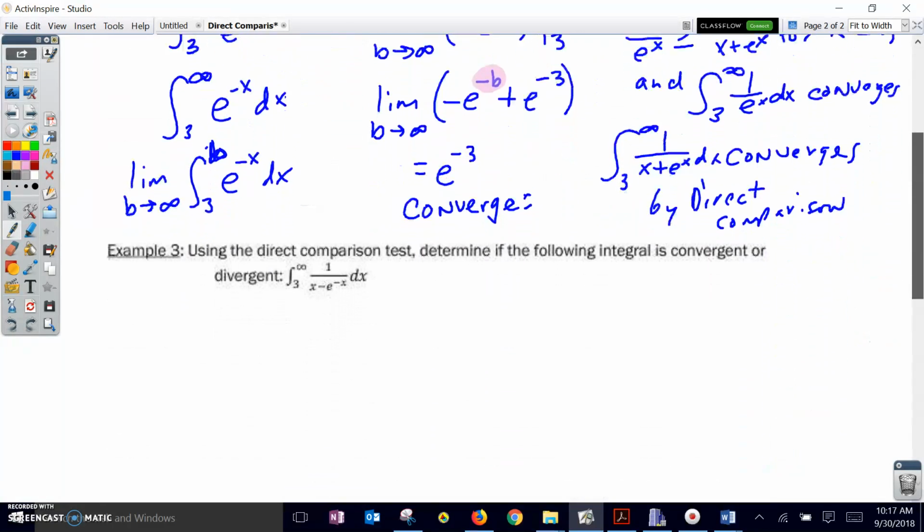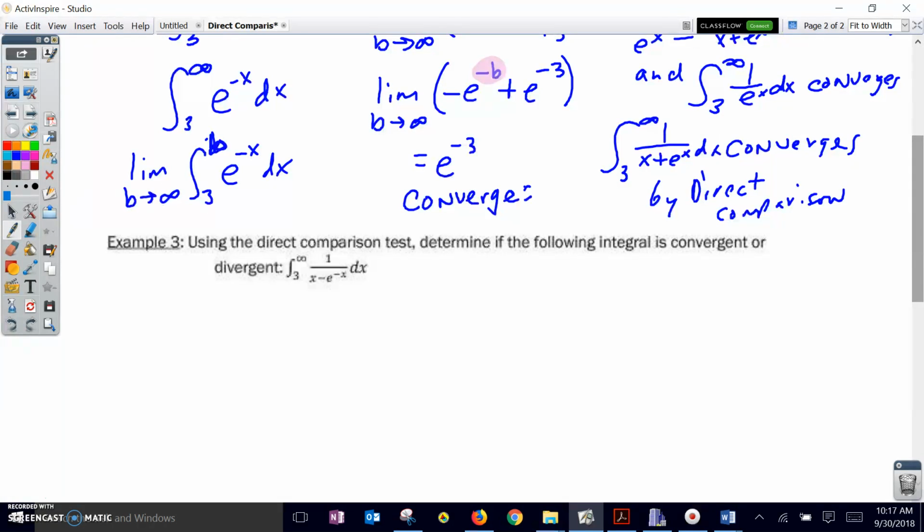All right, let's look at example 3 using direct comparison. Determine if the following integral is convergent or divergent: the integral from 3 to infinity of 1 over x minus e to the negative x dx. My personal hunch is that this one's going to diverge, but I'm not really sure. My initial thought for comparison: as x goes to infinity, e to the negative x goes to 0, so I want to compare this to 1 over x, since the other term goes to 0.